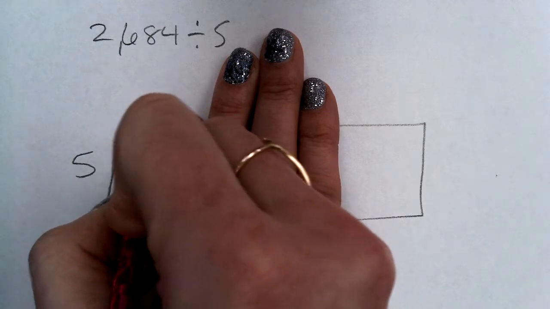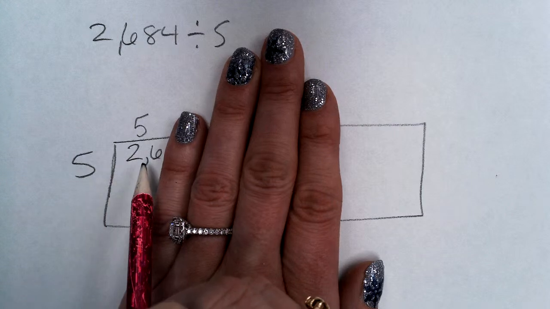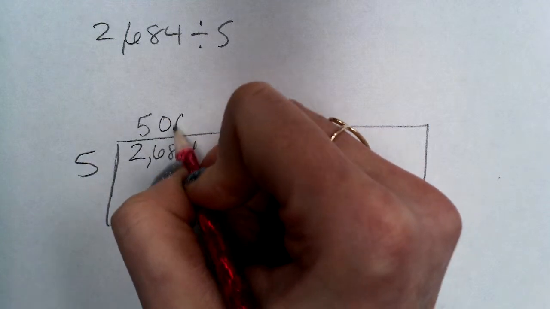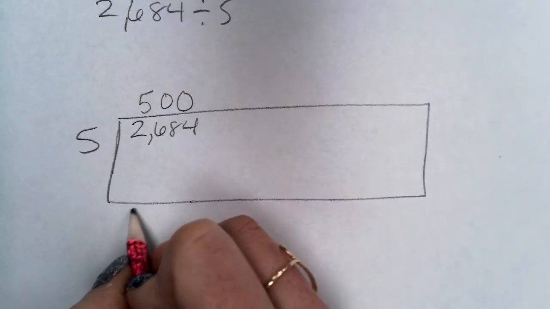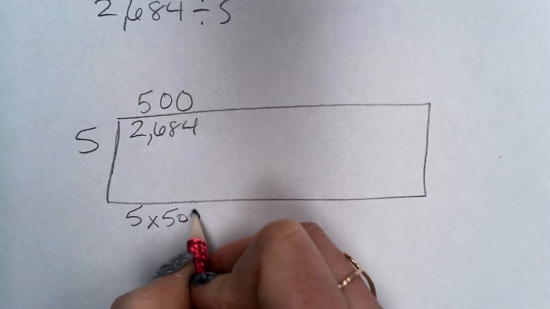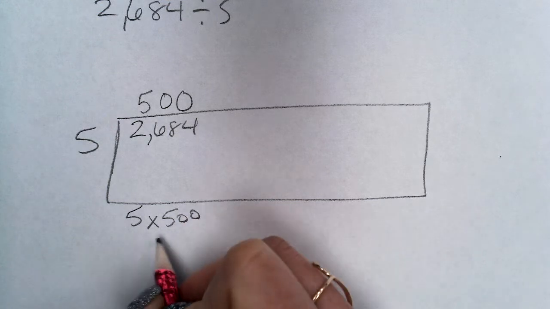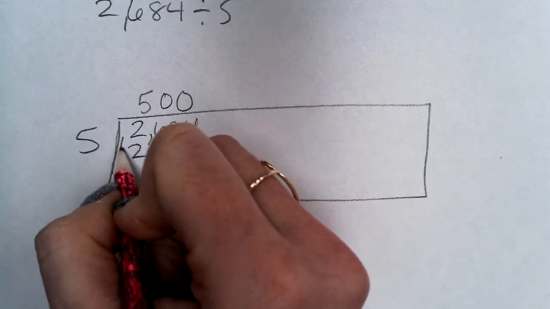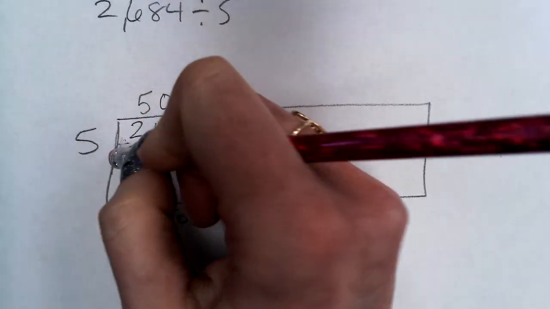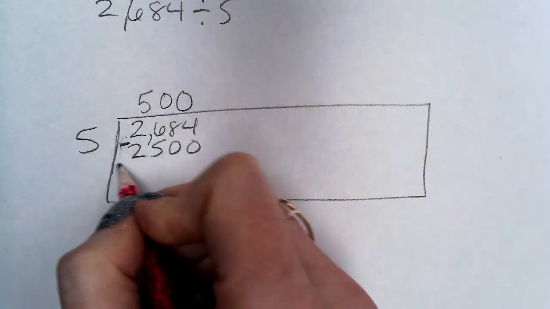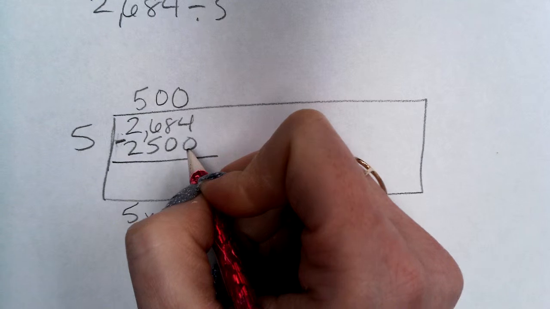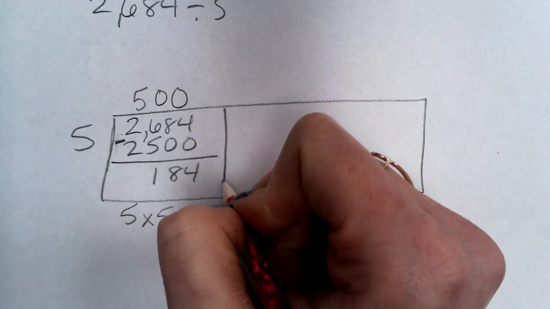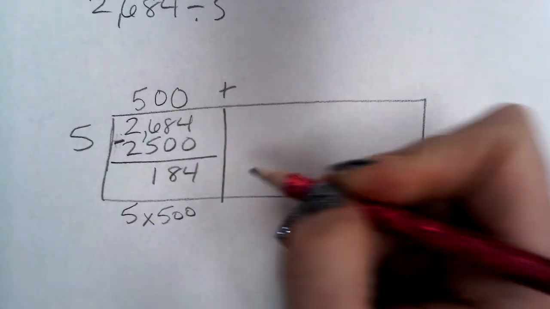5. And then I move my hand. I had covered 2 digits. So I am going to make this 500 and try to get as close as I can. 5 times 500 or 5 times 5 is 25 with 2 zeros, or 2,500. Oops, I'm not adding that, subtracting. Subtract that. You have 184. Put the plus and repeat.